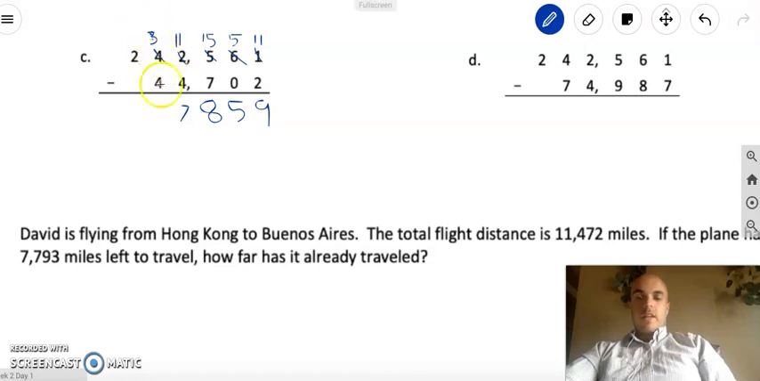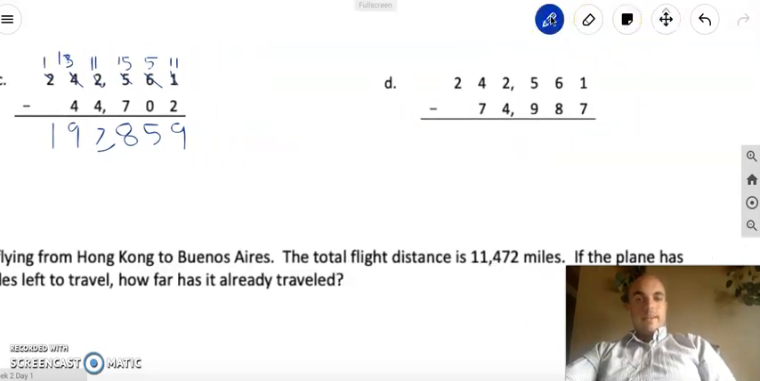Now I'm looking again. 3 minus 4 is impossible, so I'm going to subtract from here, make this 1. This is now 13. 13 minus 4 is 9. 1, bring it down, just like that. Oof, a lot of borrowing in that one. 1, 2, 3, comma. Great.